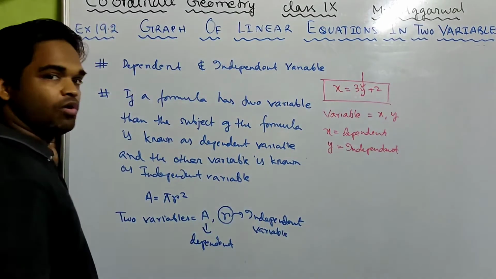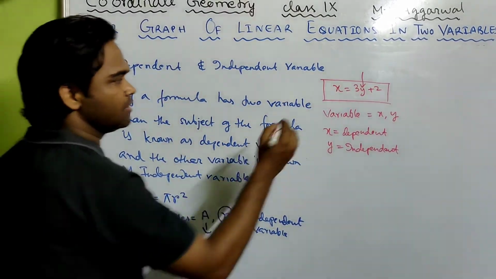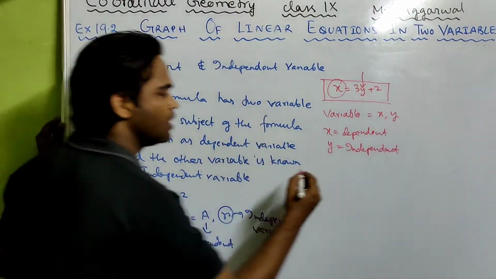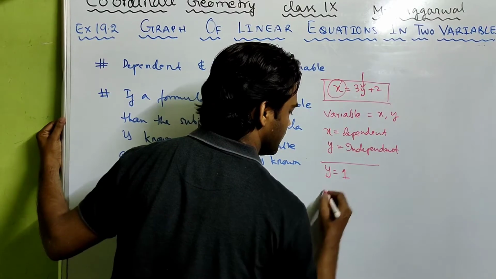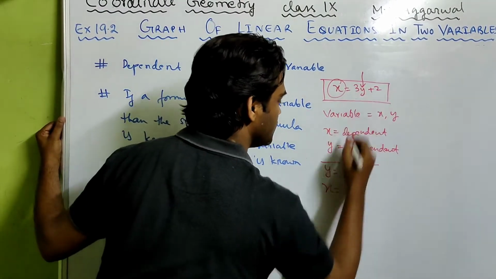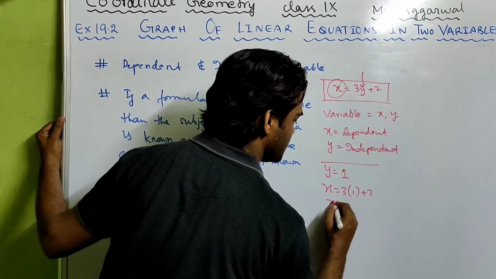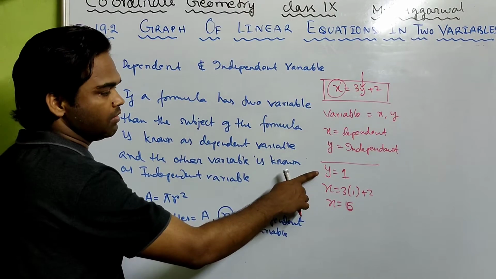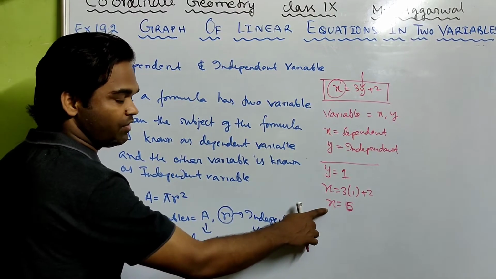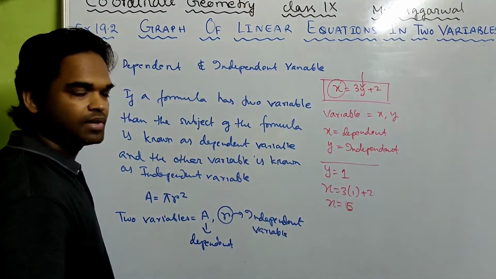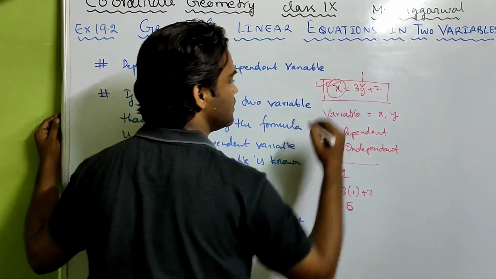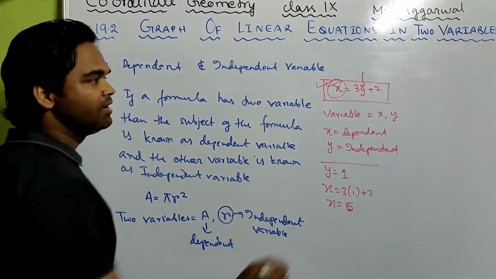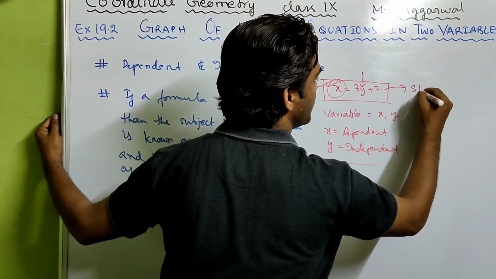By putting the value of y, the independent variable, we get the corresponding values of x for that particular value of y. Suppose y is 1. Then if you put it in this equation, x will be 3 multiplied by 1 plus 2. That's x will be 5, isn't it? So corresponding to the value of the independent variable 1, the value of the dependent variable is 5. And if we try to draw the graph for this linear equation in two variables, we'll get a straight line.